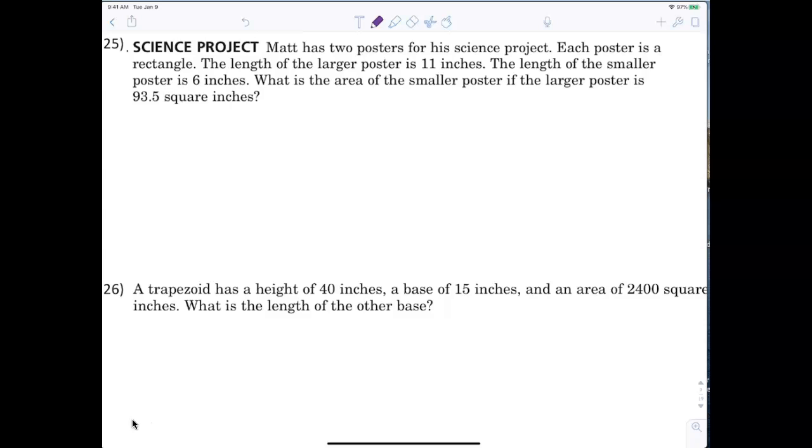Did you get it? What? I got 27.78. I'm not saying he's right. 27.78 square inches. What did you get? I got 3.74 square inches. Somebody else.